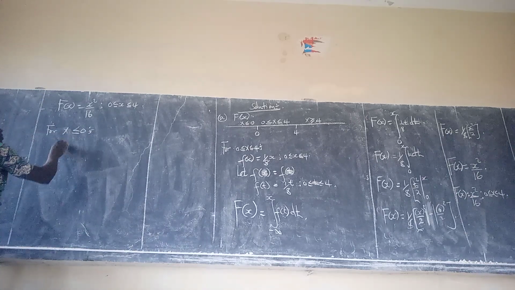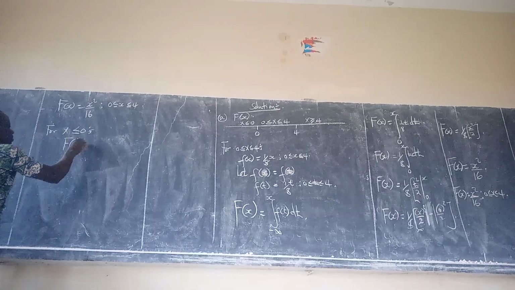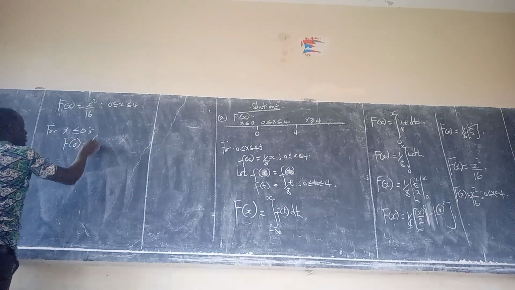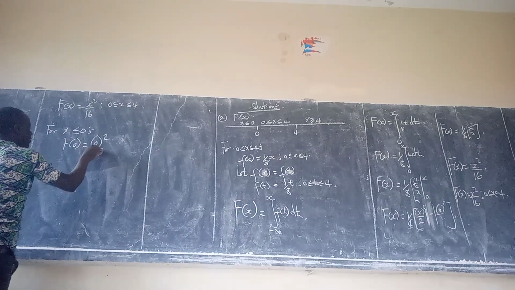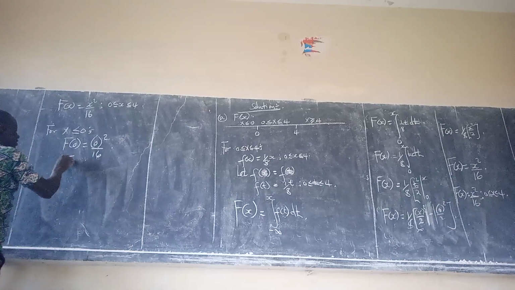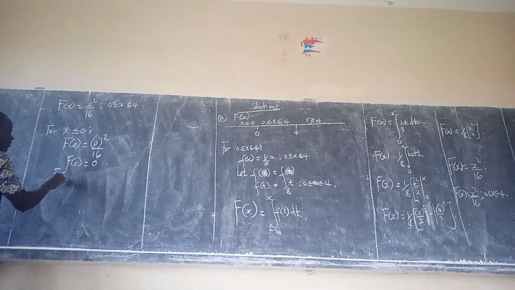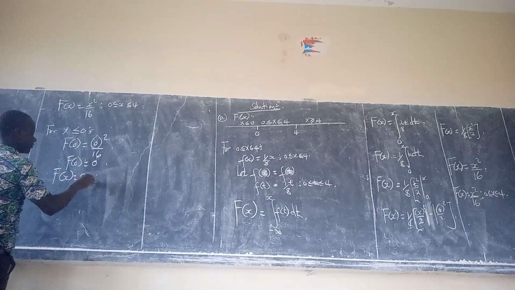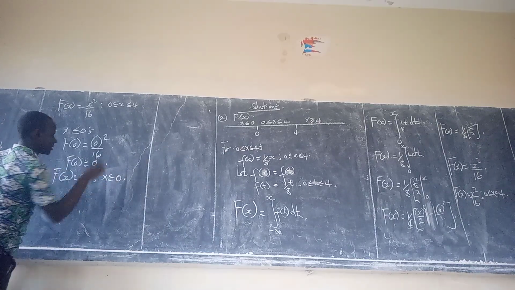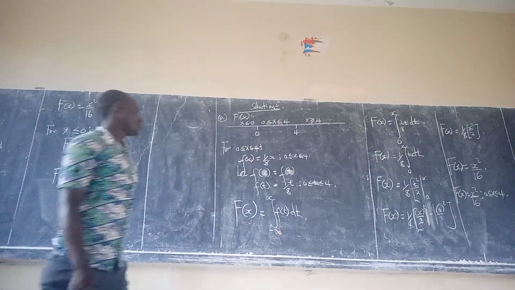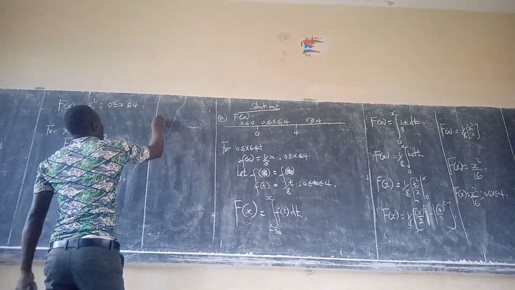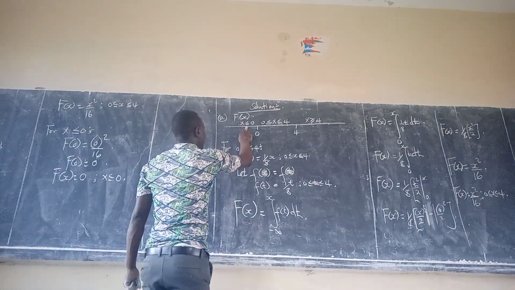So we are picking a 0. We get a 0 and we substitute in this to be 0 squared over 16, and capital F of 0 becomes 0, which means capital F of x is 0 for the interval x is equal to 0. We are now done with this and this.